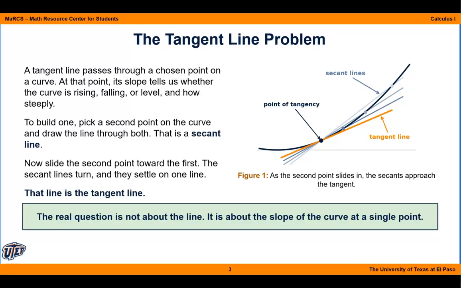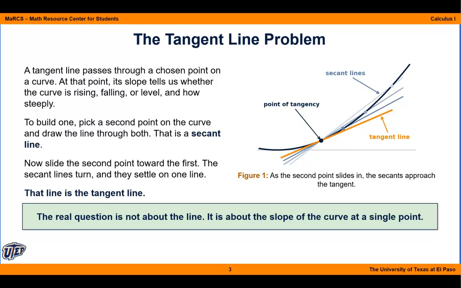Here's a tangent line problem. A tangent line passes through a chosen point on a curve. Its slope tells us whether the curve is rising, falling, or level at that point, and how steeply. To find this line, choose a second point on the curve and draw the line through both points. That line is called a secant line.